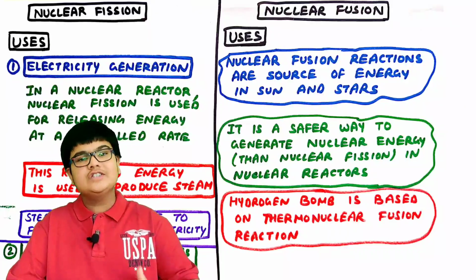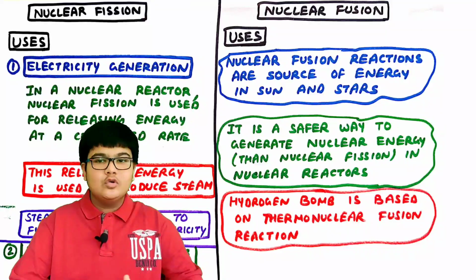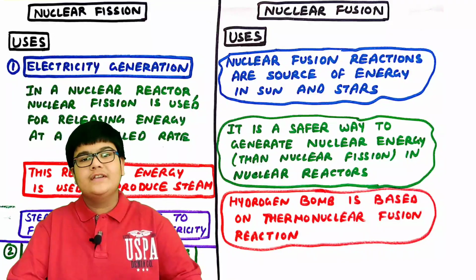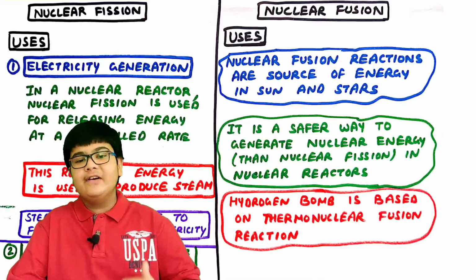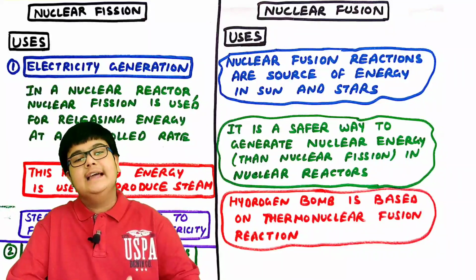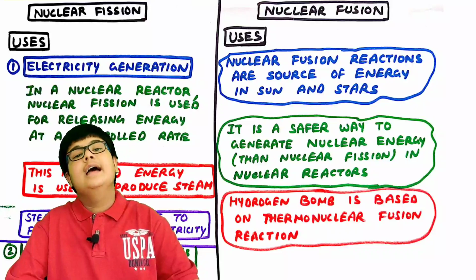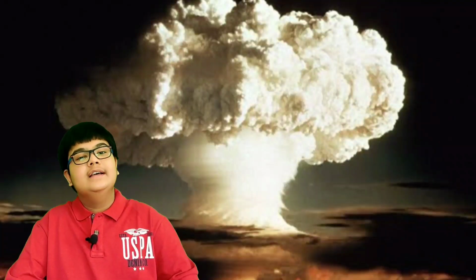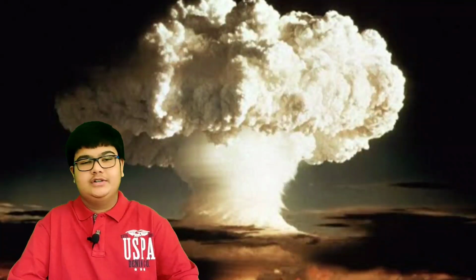Now let us see the uses of nuclear fusion. Nuclear fusion reactions are the source of energy in the sun and stars. Nuclear fusion is a safer way to generate nuclear energy than nuclear fission. The hydrogen bomb is based on the thermonuclear fusion reaction.